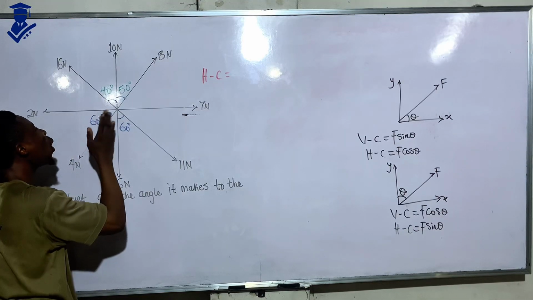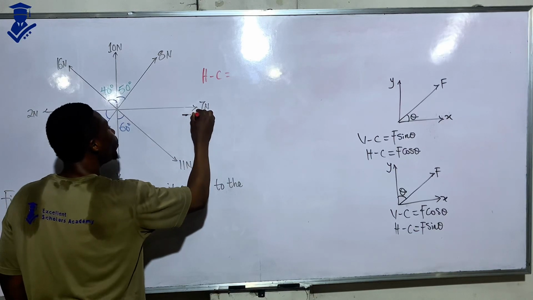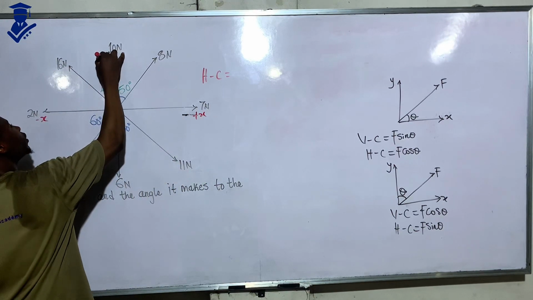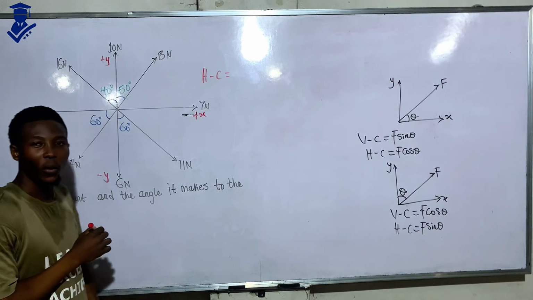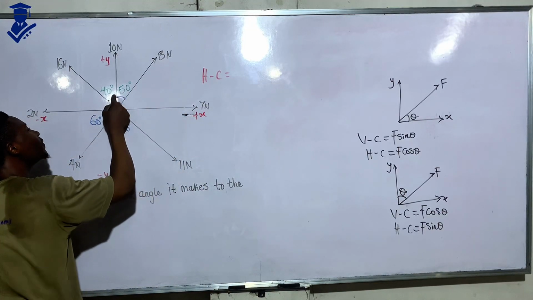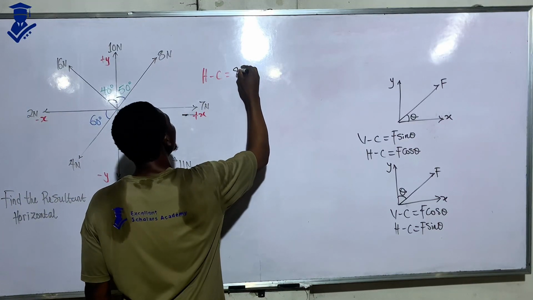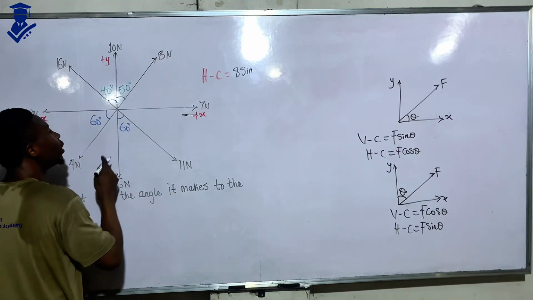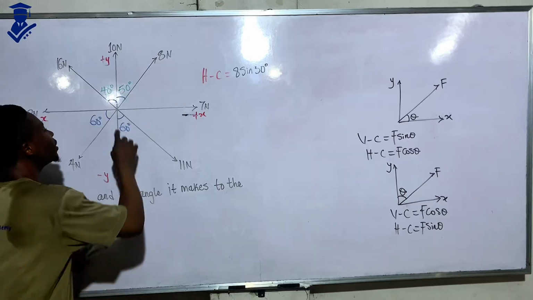It is also on the positive side of your x-axis. Do not forget that this is the positive side of your x-axis, this is the negative side of your x-axis, the positive side of your y-axis, and the negative side of your y-axis. So this 8 Newton force is inclined at an angle of 50 degrees to your vertical. So this is going to be 8 sine 50 degrees, because it is inclined to the vertical.